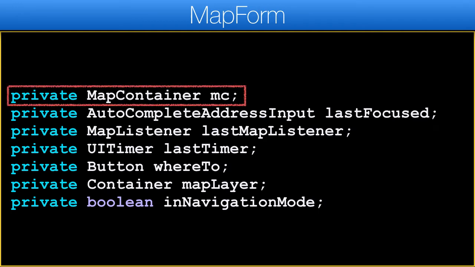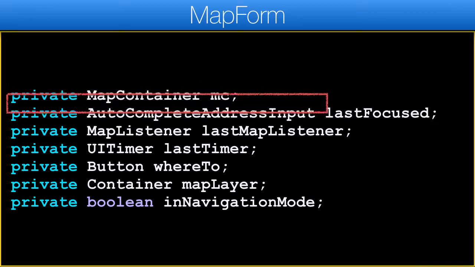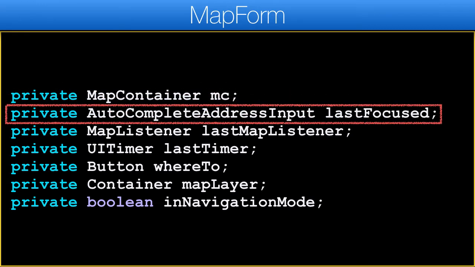We use map container to place a pin and position it. We can track map position events using this object. We need the last focused entry, so we can set the text in the text field when the user drags the map to point at a location.